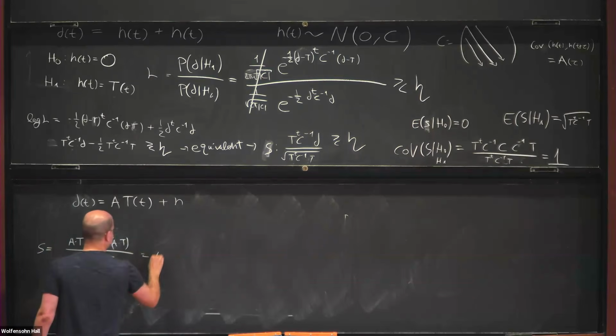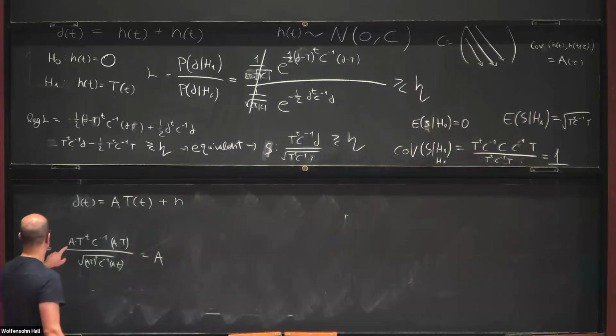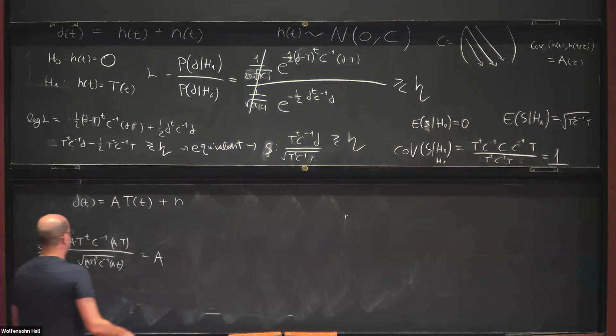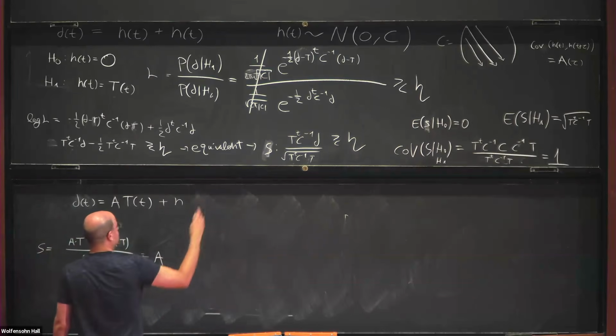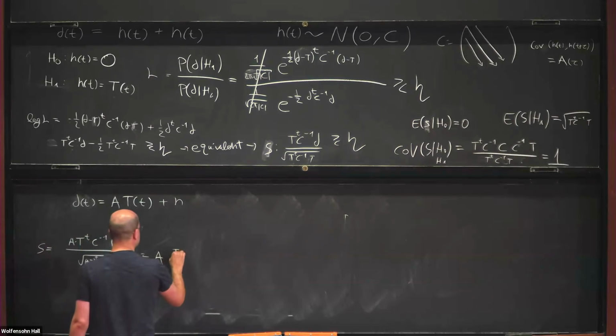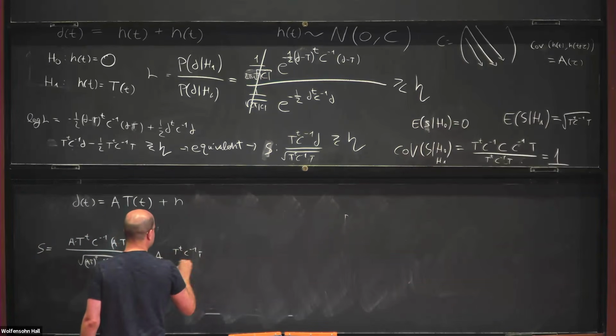And this is a times the previous test, right? Because I have a squared over here, a squared over here, but here is a square root. So it's a times the previous test, which is T transpose C minus 1 d divided by the square root of T transpose C minus 1 T.